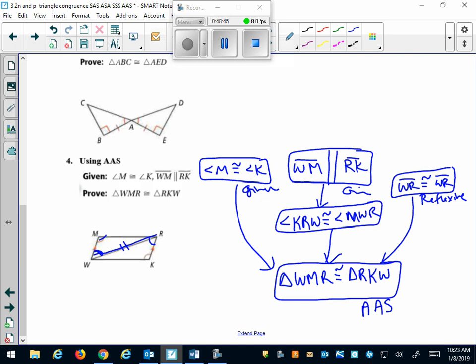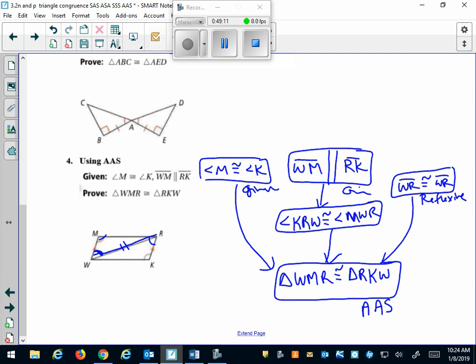Okay, just a little word about this reflexive. I'm not going to be picky about the order that you put them in, so I wrote WR is congruent to WR, just not to confuse anybody. It's really more correct in this one to say WR is congruent to RW. Because if we did the triangle congruence, look, WR first to last, and then R to W first to last. So I'm not going to be picky about that, but just something to notice.